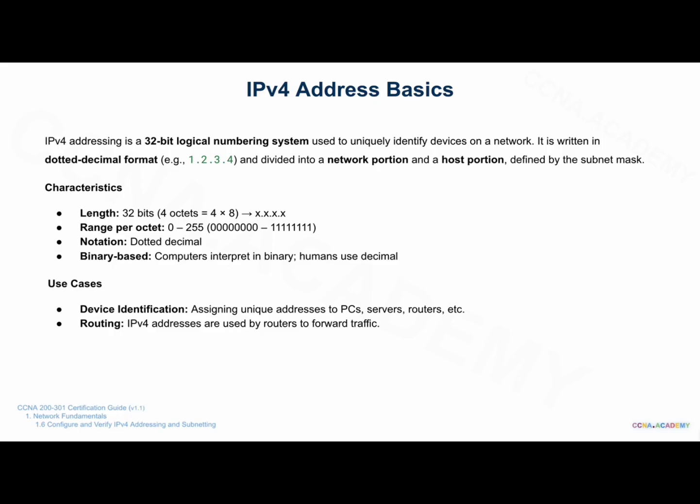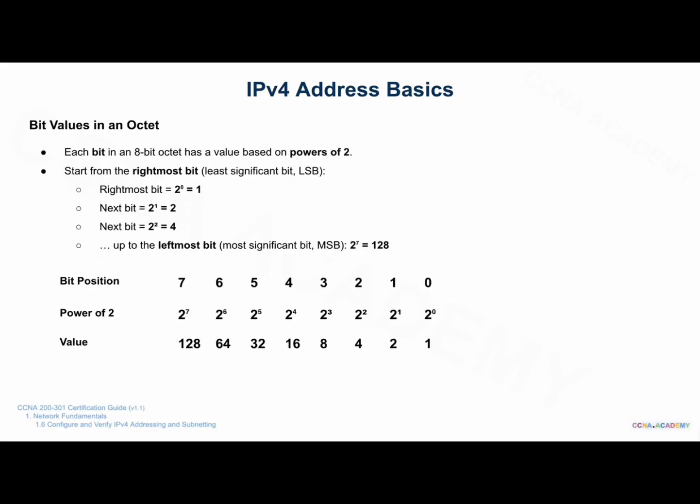Computers work with binary, but we use decimal to make it easier for humans. Each octet has 8 bits, and each bit has a value that doubles as you move left. Starting from the right, the values are 1, 2, 4, 8, 16, 32, 64, and 128. That's why binary aligns so perfectly with IP addressing.